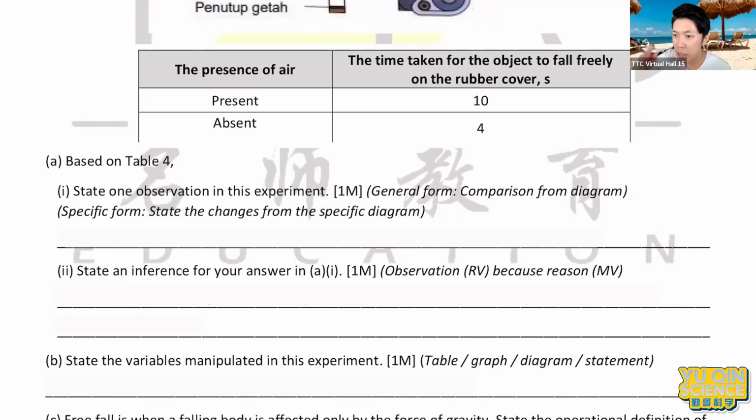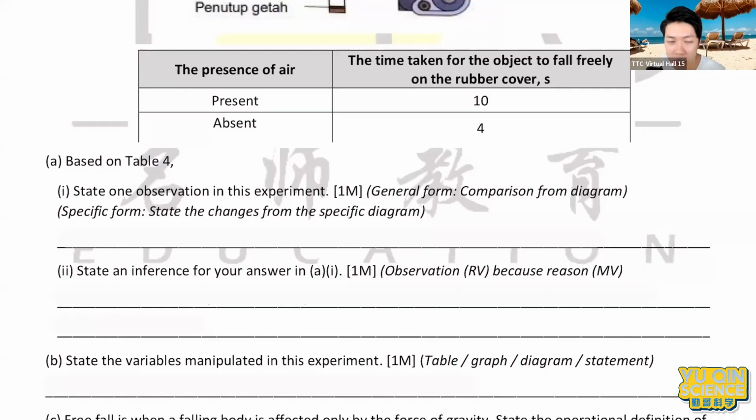Okay. Time taken is longer in cylinder with no air. Ling Yin, I think you reversed it, right? Oh no. 1 mark gone. The presence of air makes the object fall. The presence of air makes the object fall slower.